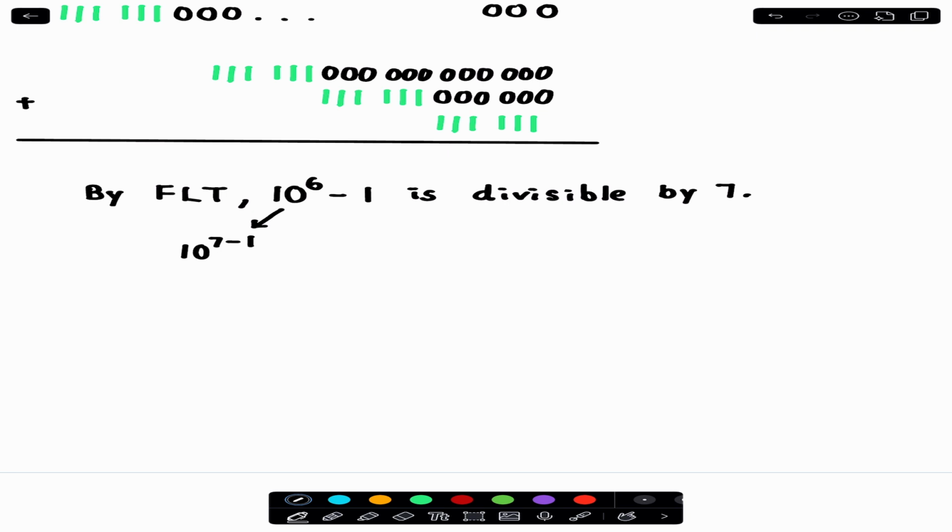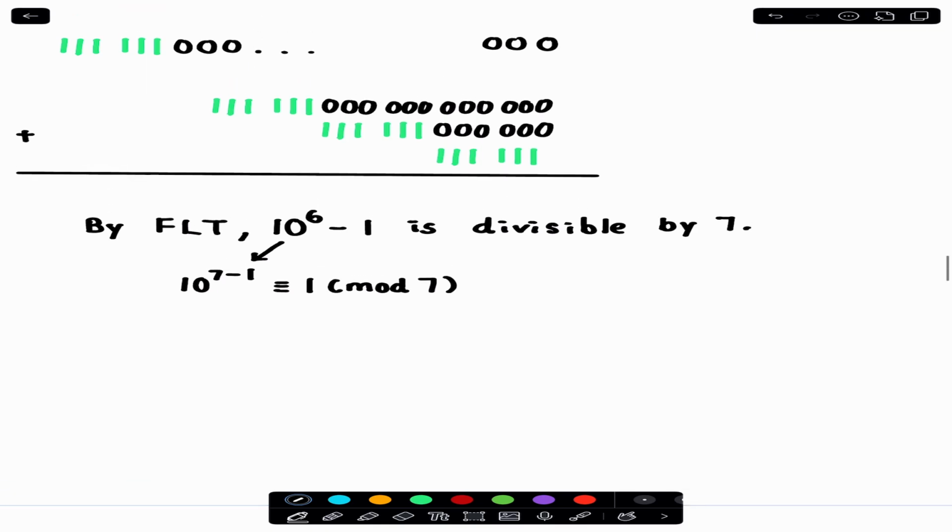Remember, 6 is just 7 minus 1. And when you subtract 1 from both sides, 10 to the power of 6 minus 1 is congruent to 0 mod 7, which is the same as being divisible by 7.